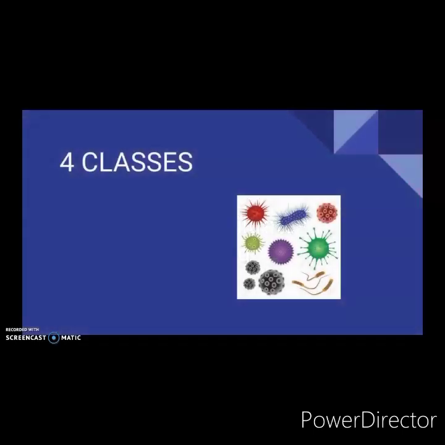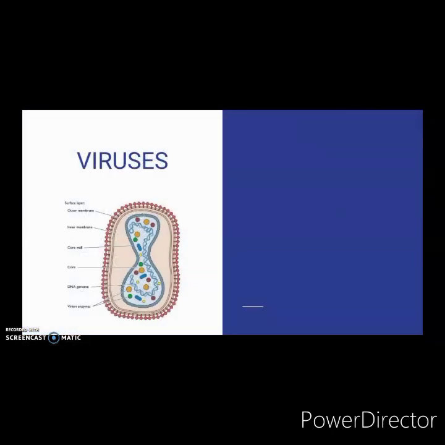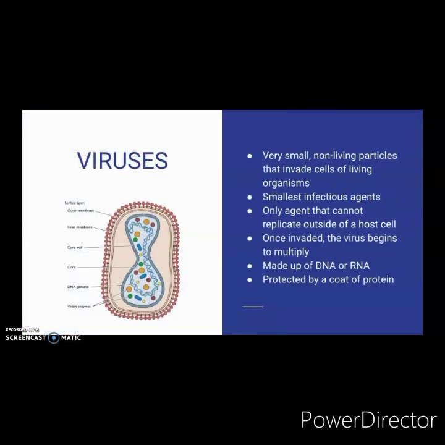There are four different classes: viruses, bacteria, fungi, and parasites. We're going to start off by learning about viruses. Viruses are very small and non-living, and they invade the cells of living organisms. They're much smaller than the other three types of infectious agents, and they are the only one considered to be non-living. They're also the only agent that cannot replicate outside of a host cell, because they are non-living.